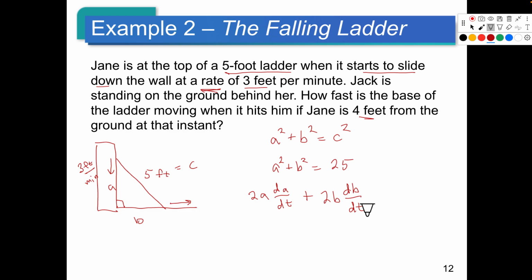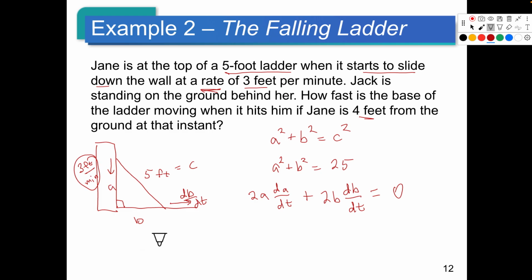And that's actually what we're going to be looking for, right? Because we want to know how, when the ladder hits Jack, how fast is that ladder going? That's this part here. That's dB dt, the rate. And then the derivative of 25 is 0. So that's why it's good to go ahead and put that in, because that's not going to change that rate. Okay. Now what should we do? Too many variables. But we know some of this, right? What is this 3 feet per minute?